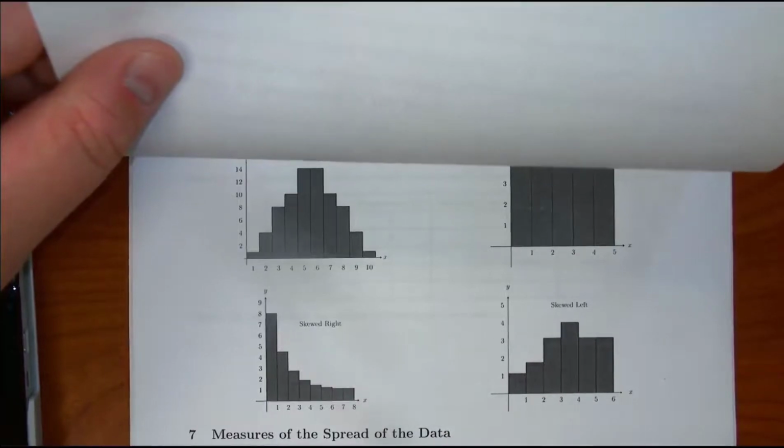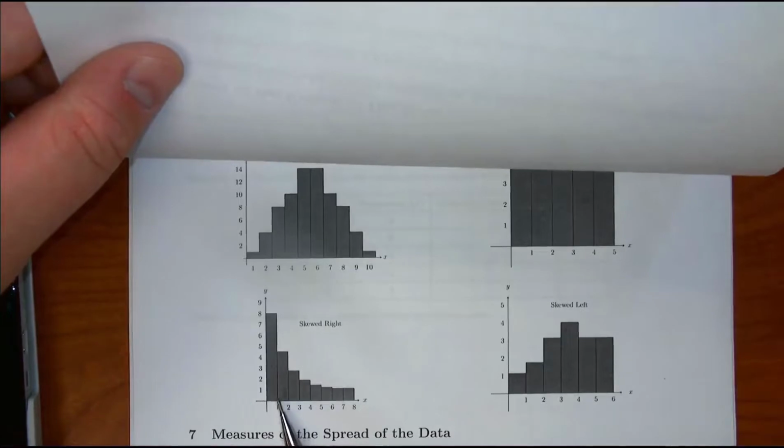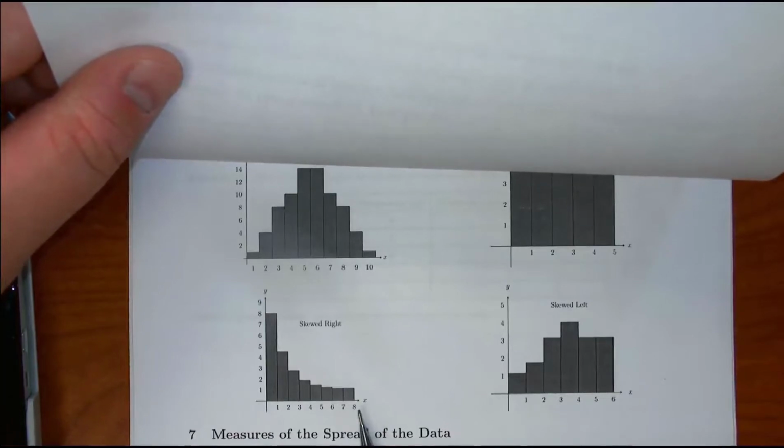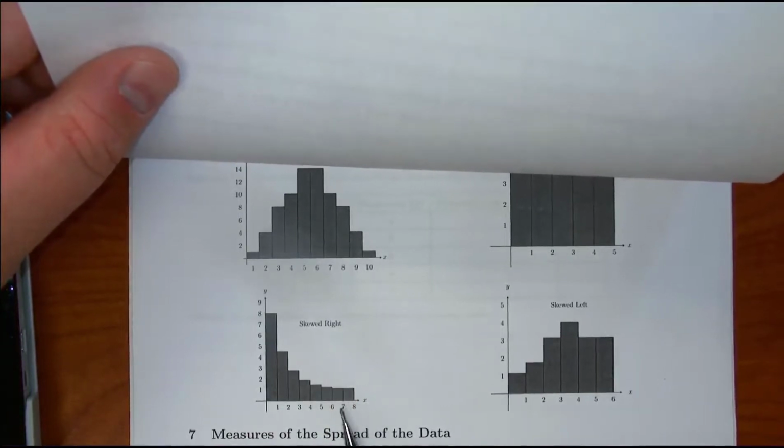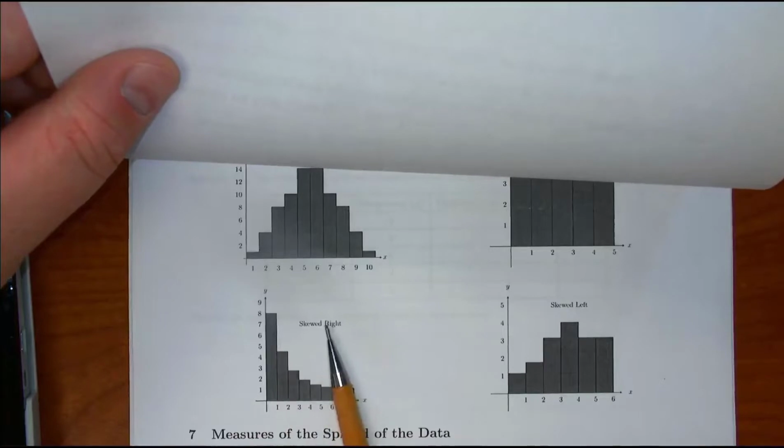Now, think about what those bars mean. Remember, tall bars are where there's lots of data. Short bars are where there's very little data. So a right skewed distribution means there's less data on the right side of the distribution because that's where the short bars are. It means the more data are on the left side.